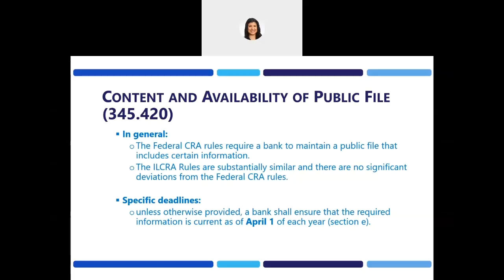At the main office, and if an interstate bank at one branch office in each state, all information in the public file. And at each branch, a copy of the public section of the bank's most recent Illinois CRA performance evaluation and a list of services provided by the branch. Number 2, within 5 calendar days after the request, all the information in the public file relating to the assessment area in which the branch is located.